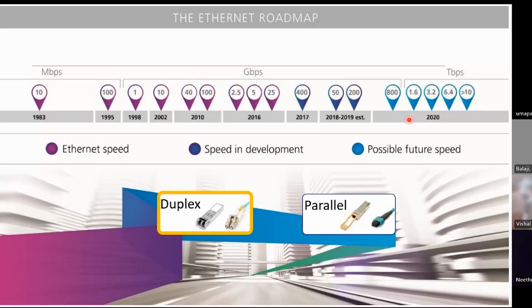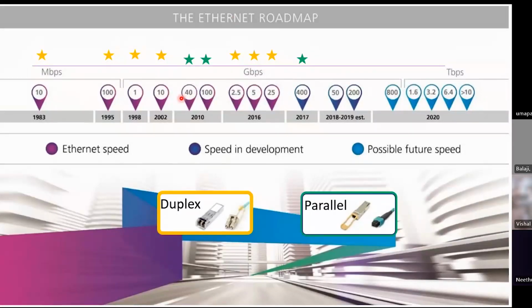Earlier we started with duplex, a two port application, like a single fiber for transmit and a single fiber for receive. We started in 1983 with 10 Mbps, then 100, then 1000, which became 1 gig, and 1 gig became 10, 40, 100. Now the trend, if you see, is moving towards terabits. In future, we are going to get bandwidth in terabits.